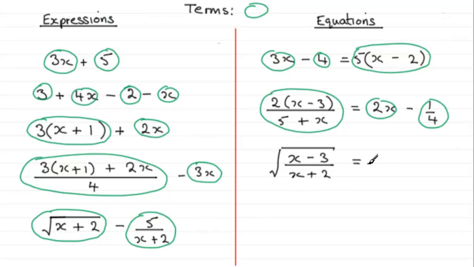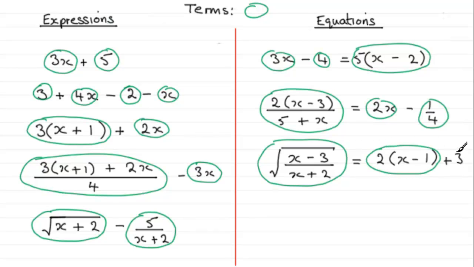And if I just say that this equals, say, 2 bracket x minus 1, let's say plus 3, then I have got a term here and I've got a term here, a total of 3 terms. Okay, so let's just ring those in the usual way.